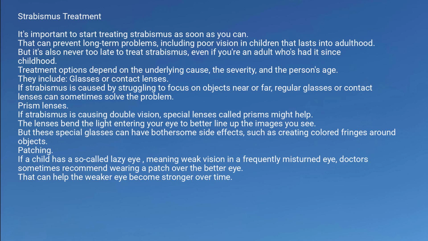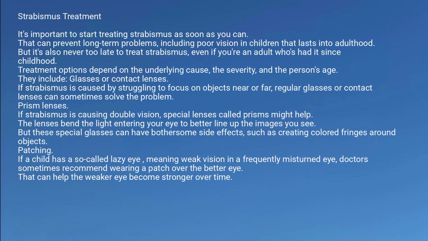They include glasses or contact lenses. If strabismus is caused by struggling to focus on objects near or far, regular glasses or contact lenses can sometimes solve the problem. Prism lenses. If strabismus is causing double vision, special lenses called prisms might help. The lenses bend the light entering your eye to better line up the images you see. But these special glasses can have bothersome side effects, such as creating colored fringes around objects.